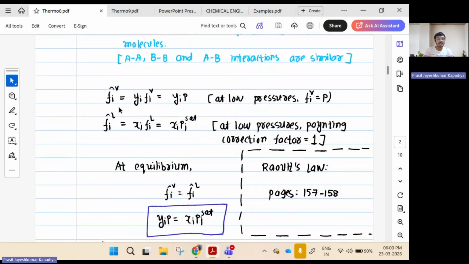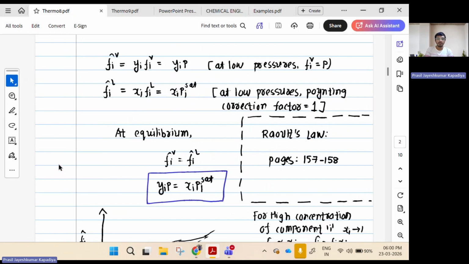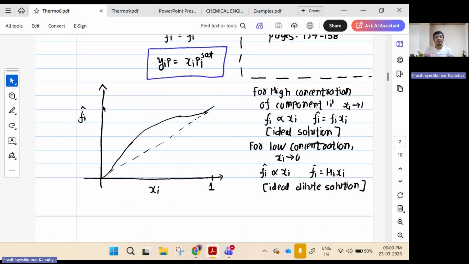Now we know that the fugacity of vapor is yi times P for low to moderate pressures, and for liquid it is xi times Pi sat, where we consider the Poynting correction factor as 1. Based on that, from the equilibrium condition, vapor phase fugacity equals liquid phase fugacity, and from there we find Raoult's law, which is yi P equals xi Pi sat. When we plot fugacity of component i in the mixture versus xi, we see that when xi tends to 1, the curve follows linearity, and the proportionality constant is nothing but the fugacity of the pure component.